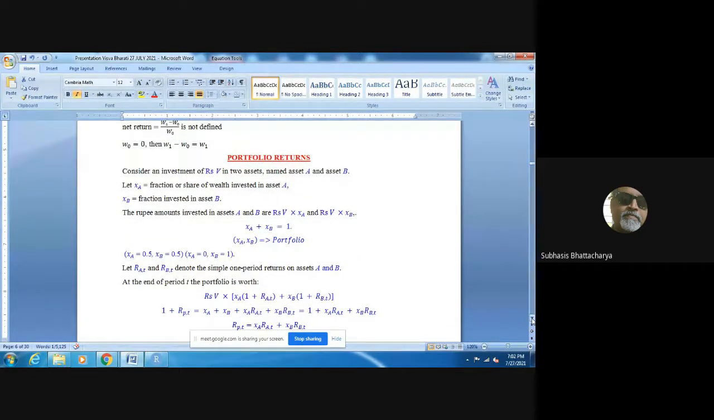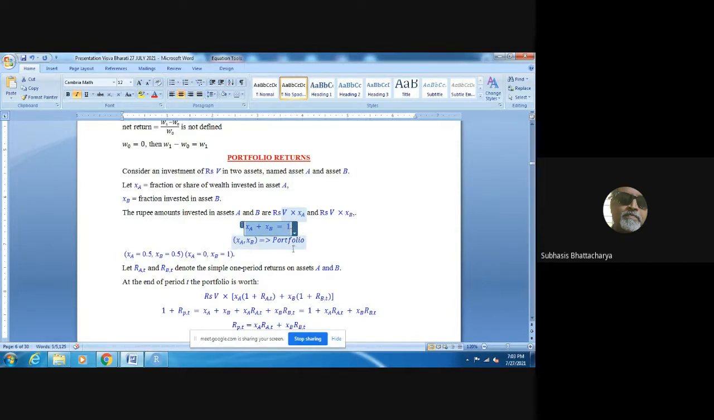Suppose an investment of rupees V in two assets, A and B. XA denotes the fraction of wealth invested in asset A, and XB denotes the same thing for asset B. So the rupee amount invested in A is V into XA, and in B it is V into XB, because V is the total investment. Since the investment shares add to 1, you may write XA plus XB is equal to 1. So what is my portfolio? My portfolio is XA and XB.